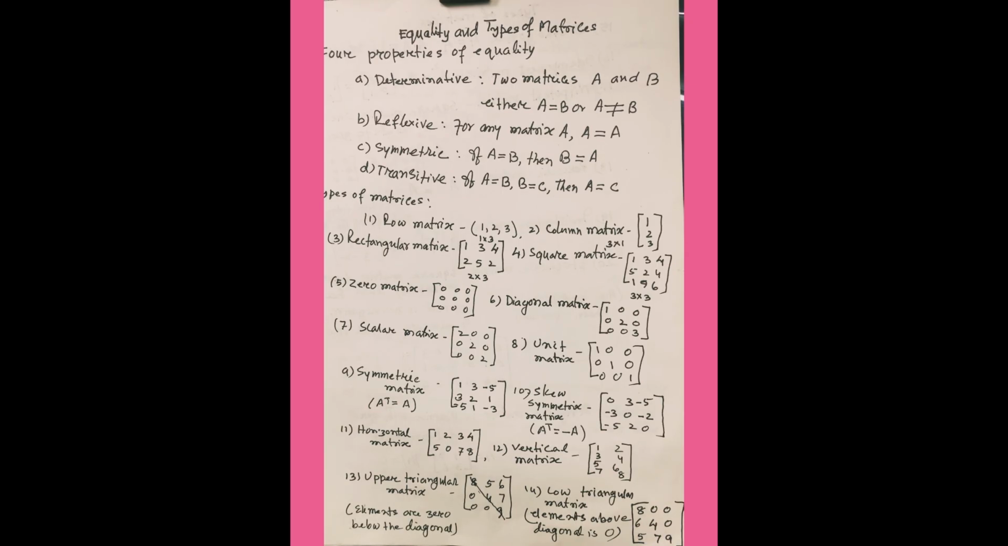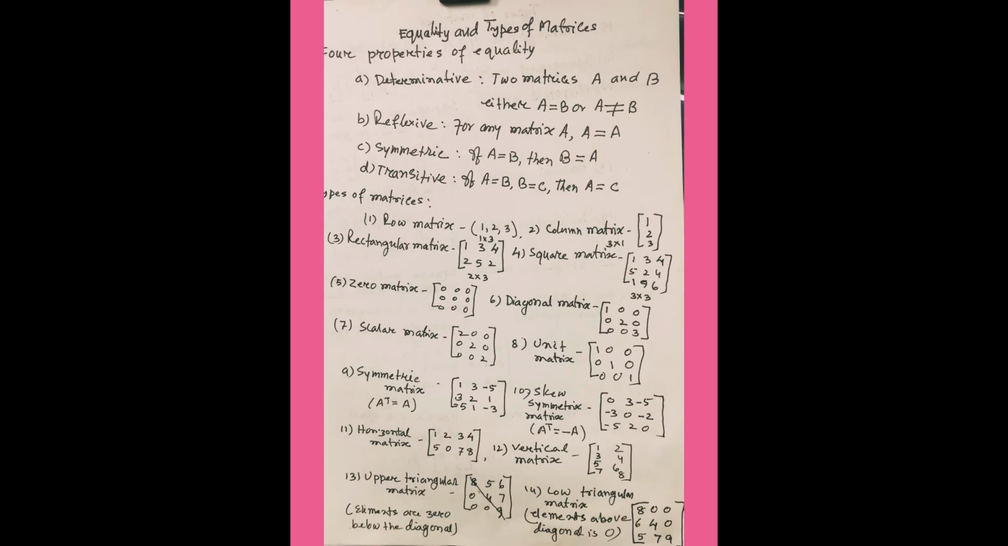Let us start today the equality and types of matrices. So we have already discussed the equality of matrices: if the matrices Aij and Bij have the same order, then matrix Aij is equal to Bij. We have got it. Now there are four properties of equality.